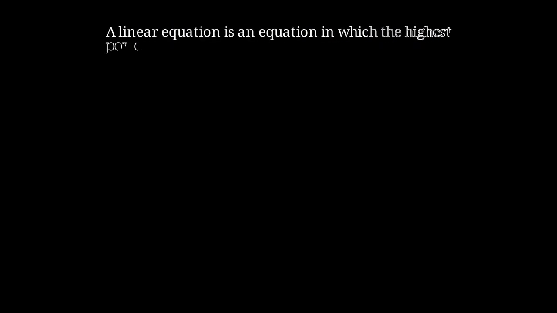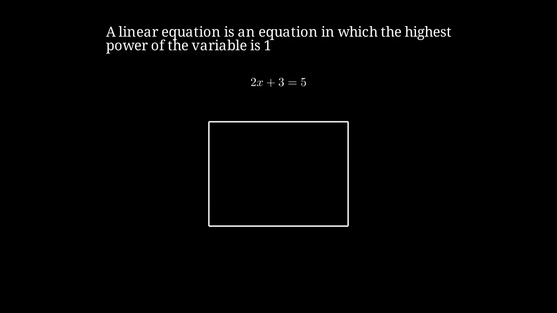A linear equation is defined as an equation where the highest power of the variable, usually x, is 1. For example, the equation 2x plus 3 equals 5 is a linear equation because the highest power of x is 1. Here's a graphical representation of a linear equation. The line represents all the solutions to the equation.